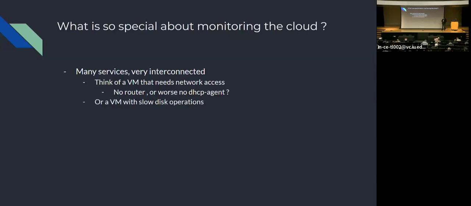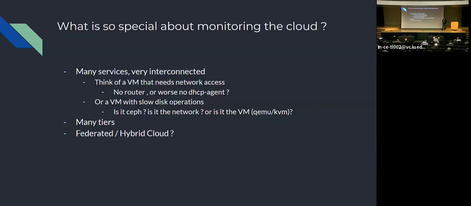Or the very common thing is the VM is slow. If a VM is slow with disk operations, the customer is telling you that. There are many pieces that you have to monitor to make sure this is operating as expected. So is it Ceph? Are you monitoring Ceph? Is it the network, the compute nodes, or even the routers? Is it the VM itself, where the QEMU process is starved for resources? So there are many tiers for the cloud. Each one of them has to be monitored properly so that you can tell why issues happen.